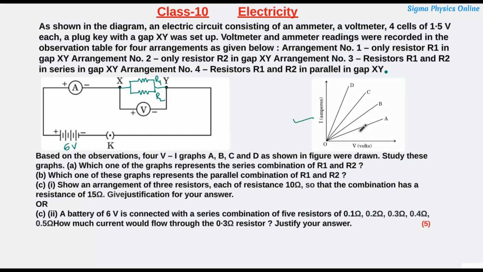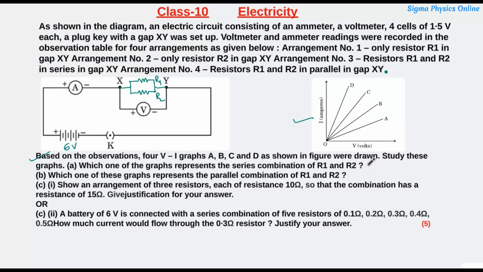Now based on this graph, we have to answer some questions. The first question is, based on the observation, 4 VI graphs, A, B, C and D as shown in the figure were drawn. Study this graph and say which of this graph represents the series combination of R1 and R2.